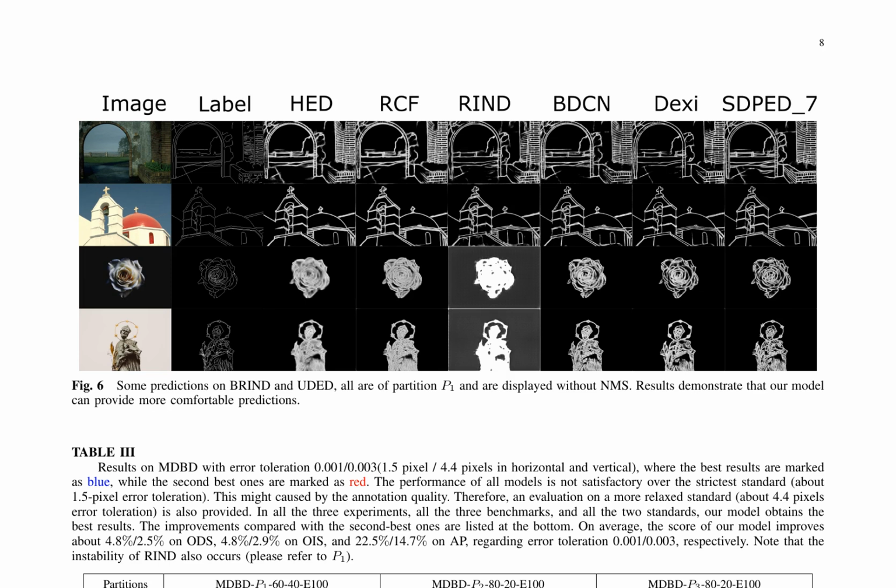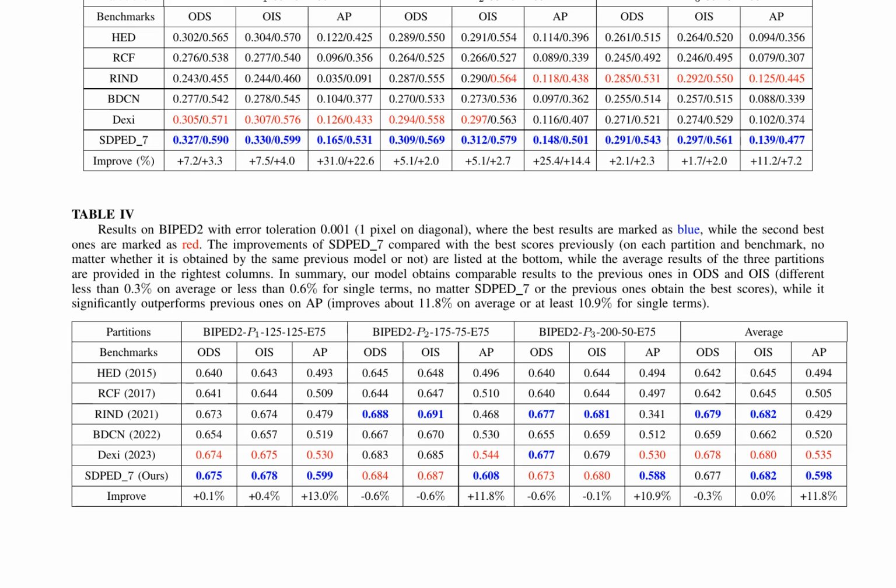The proposed model's performance on various benchmarks is discussed, with a focus on the improvements achieved. On BRIND and UDED, the model demonstrates its ability to provide more comfortable predictions. In MDBD, the model obtains the best results in all experiments, significantly outperforming the second-best models. Detailed in Tables 3 and IV, the model's performance on different benchmarks and error tolerances showcases its superiority.